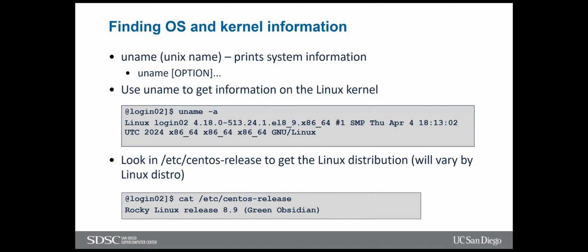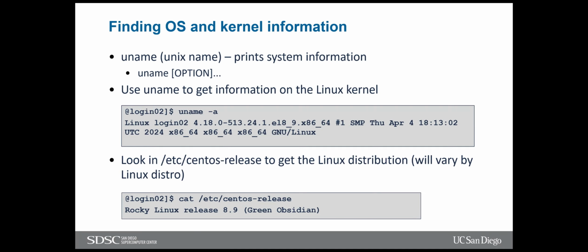But if we want a little bit more information, we can use the -a directive. It will tell us the kernel, and it'll tell us what node we're on. So login2 is actually the login node on Expanse. It'll give us the version that we're running, and it will tell us when that version was built.